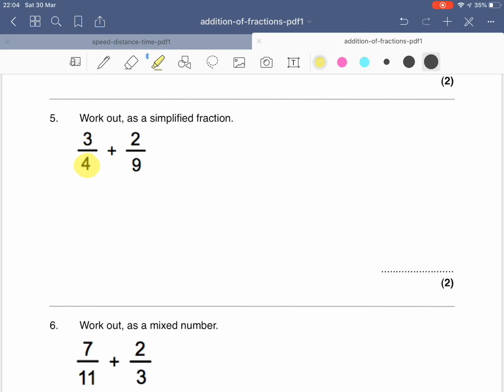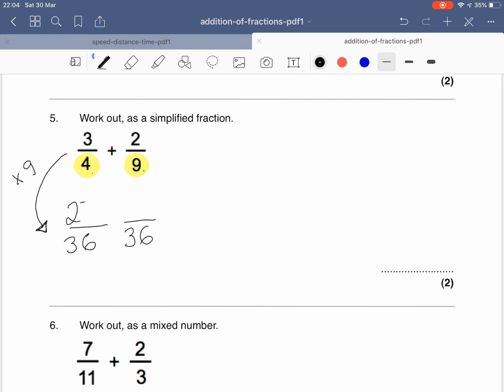So with the next one, we think of our 4 times table and we think of our 9 times table, and what number is in both of those times tables, and you should get 36. So neither of the numbers are 36, so we do 4 times what is 36? 4 times 9. So we need to do 3 times 9 to get the top number, which is 27.